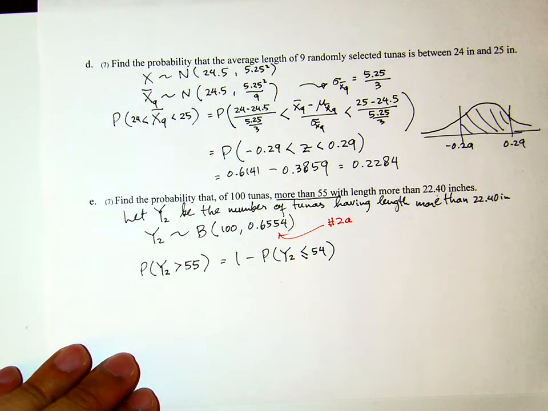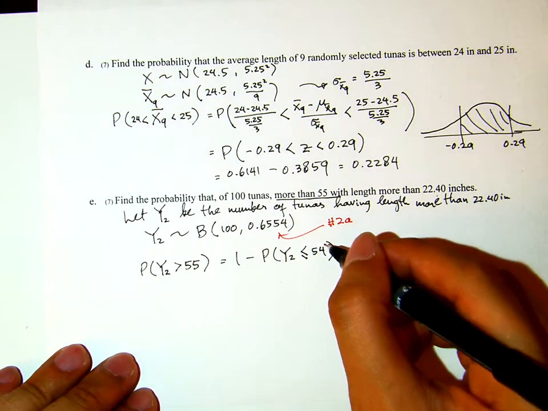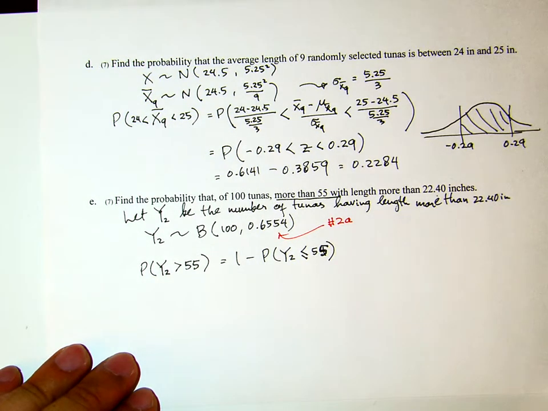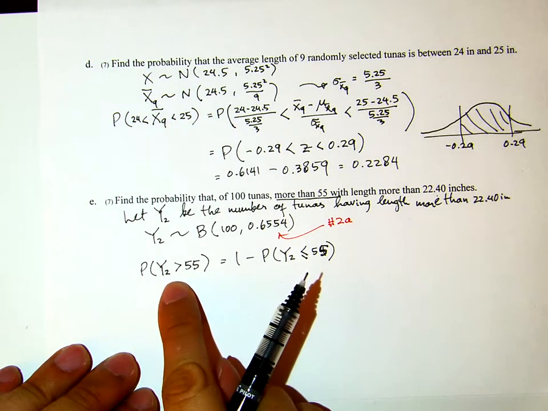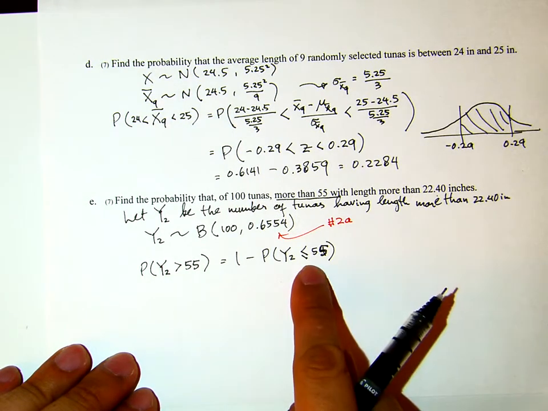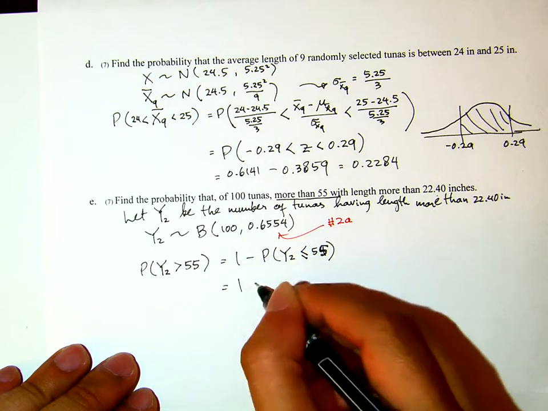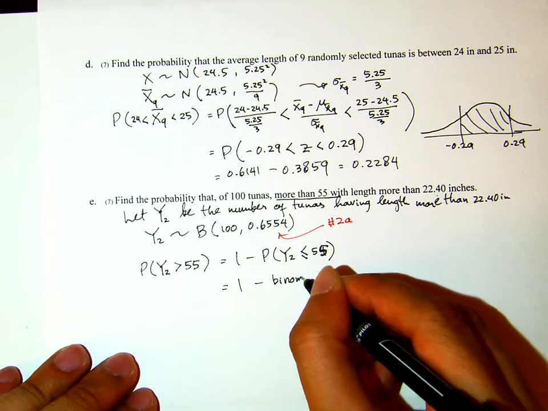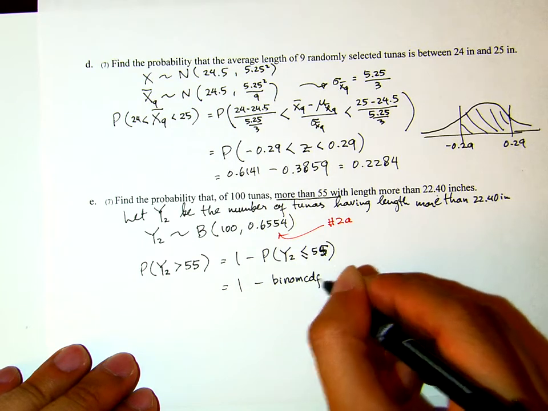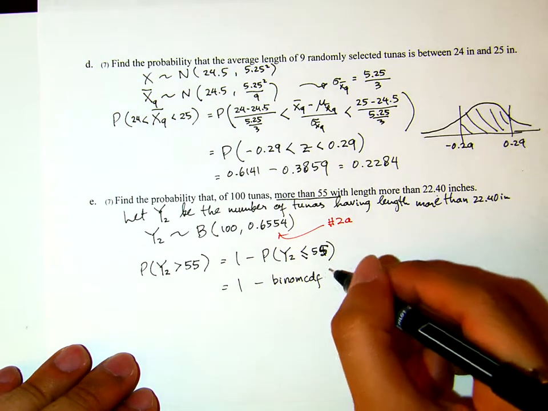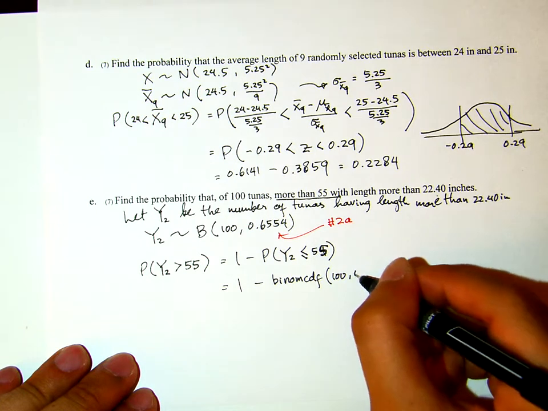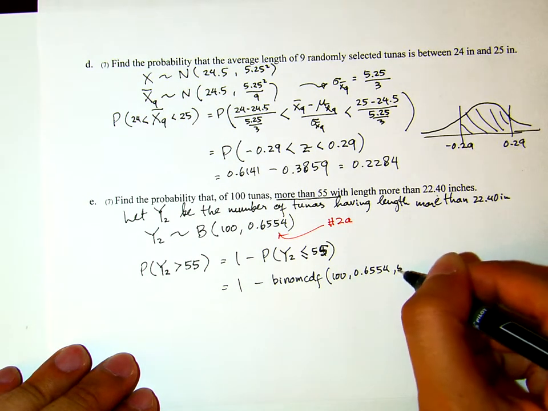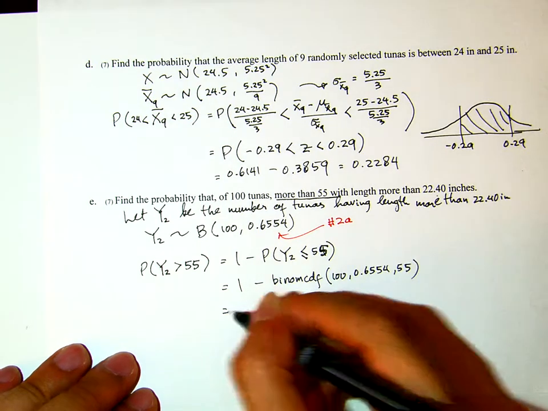No, I think not 54, 55. It's more than 55, the complement of that is at most 55, right? Then this is 1 minus binom CDF, cumulative distribution function, of 100, 0.6554, and then 55. Now let's use that.